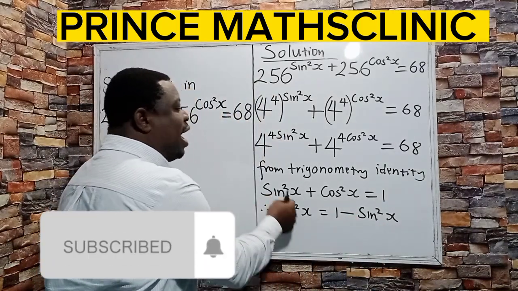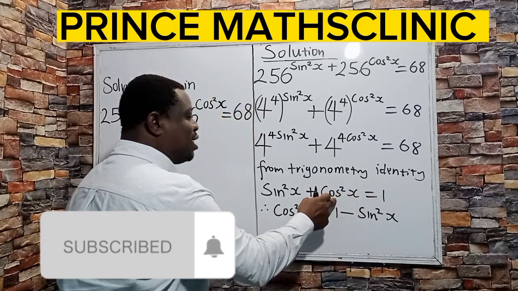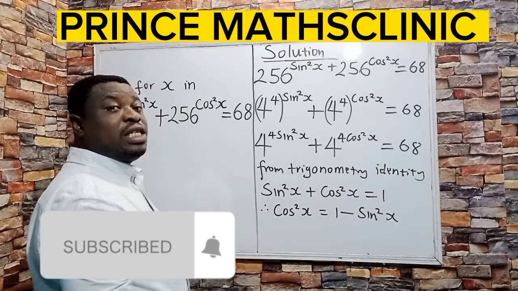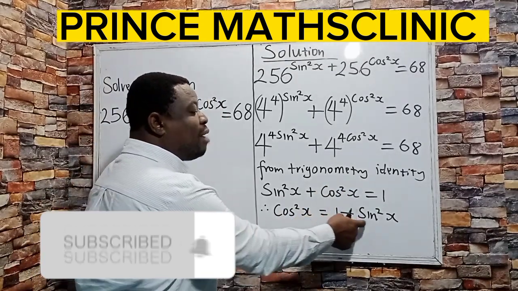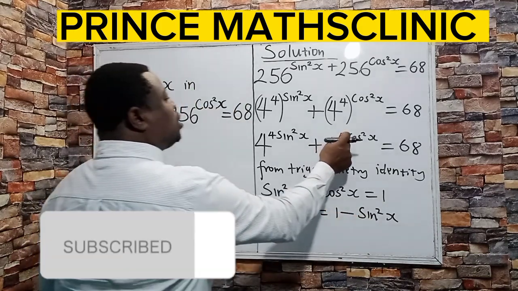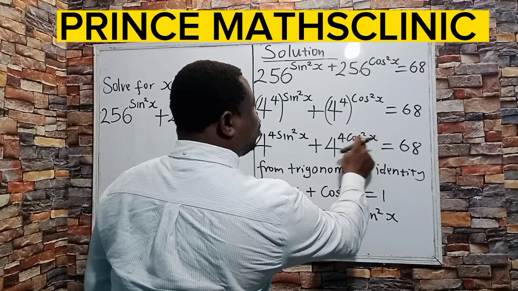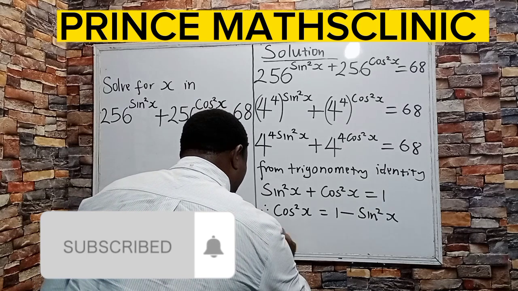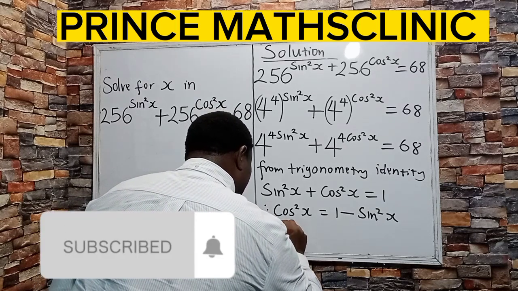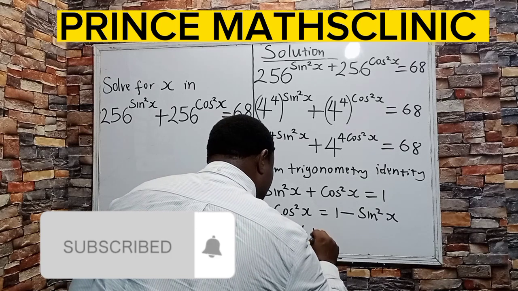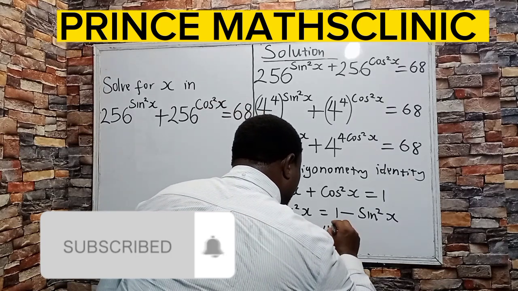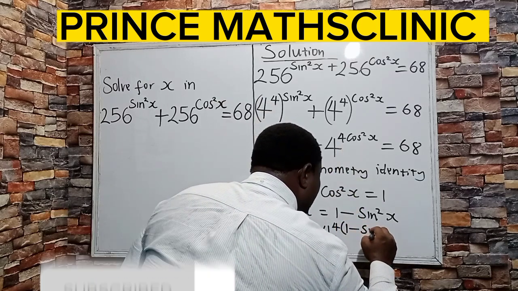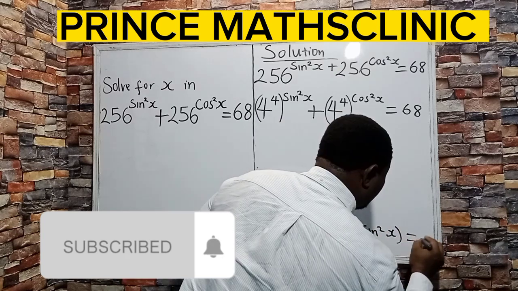Or you can say sine square x is equal to 1 minus cos square x, such that anywhere you see sine square x, you can put 1 minus cos square x. But since I've chosen to say cos square x equals 1 minus sine square x, I'm going to put 1 minus sine square x to replace cos square x here. Therefore, I will have my 4 to the power of 4 sine square x plus 4 to the power of 4, then instead of cos square x, I'm going to put 1 minus sine square x, equal to 68.